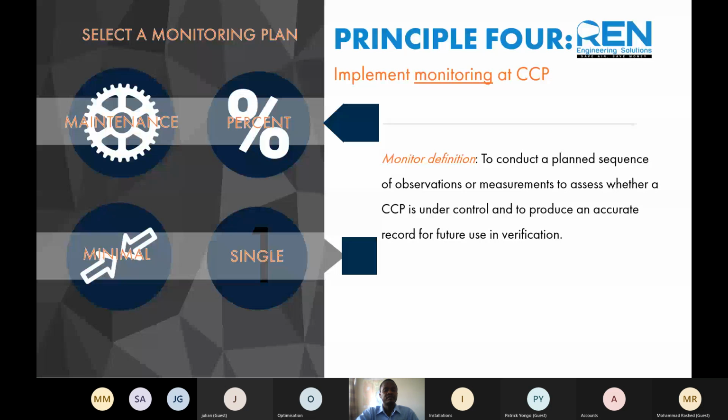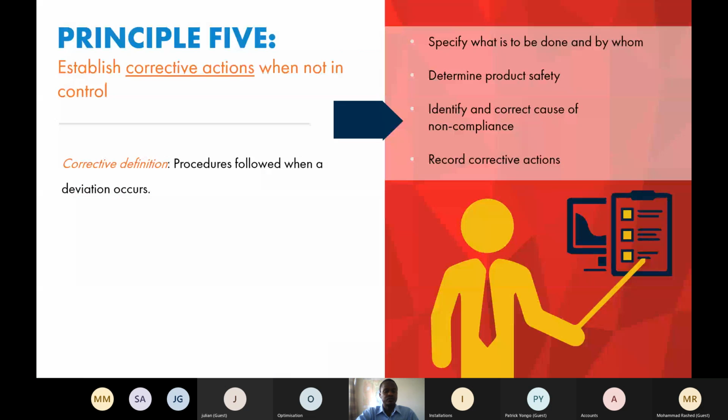Moving to principle 5 of HACCP, you need to establish corrective actions when not in control. Corrective means procedures followed when a deviation occurs. So what happens when you do the test and you find that you have more particles than you expected or a lot more oil than you expected? That means probably that the filters that you rely on to protect your point of use might not be working.